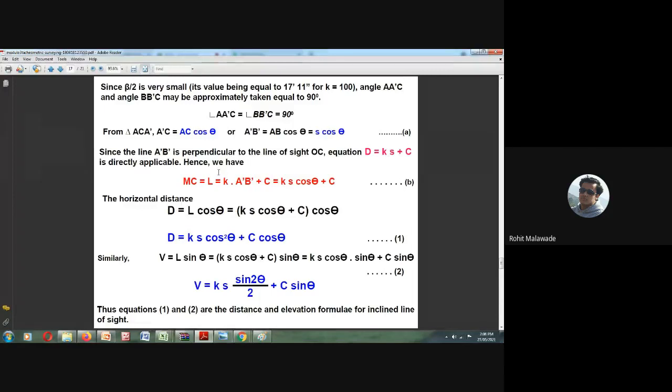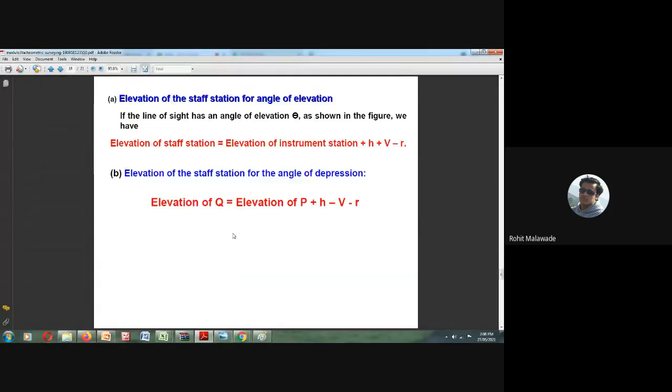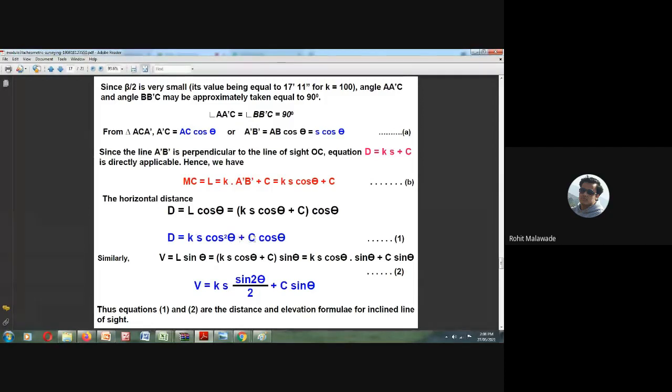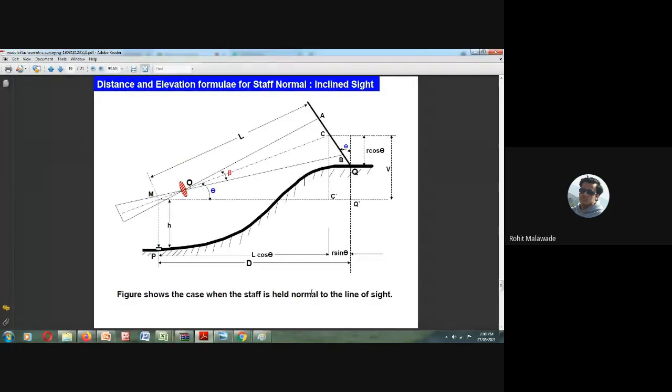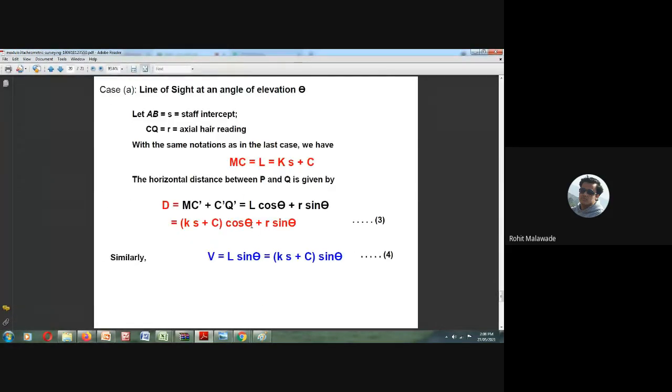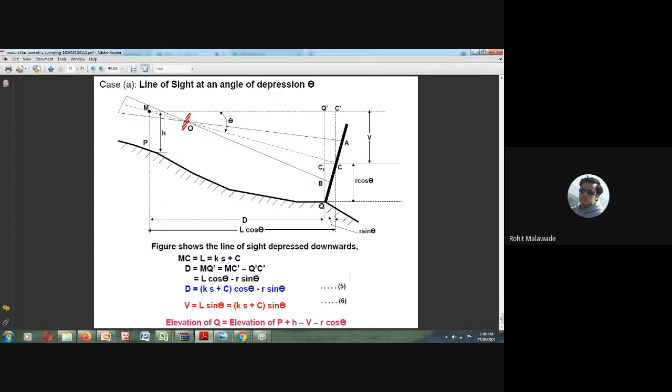If the line of sight is inclined, then we will use the formula D is equal to Ks cos square theta plus C cos theta, and V is equal to Ks sin 2 theta divided by 2 plus C sin theta. If it is an inclined line of sight with the staff in an inclined position, then we use Ks plus C cos theta plus R sin theta for the horizontal distance, and for the vertical distance, L is equal to Ks plus C sin theta. And if the line of sight is in a declined position, then we use Ks plus C cos theta minus R sin theta, that is negative, and V is equal to L sin theta, where L is equal to Ks plus C sin theta.